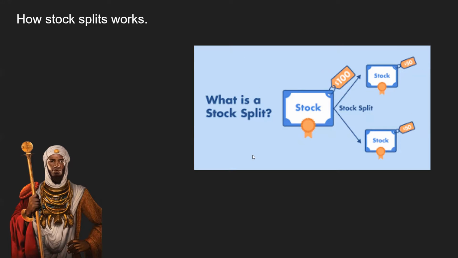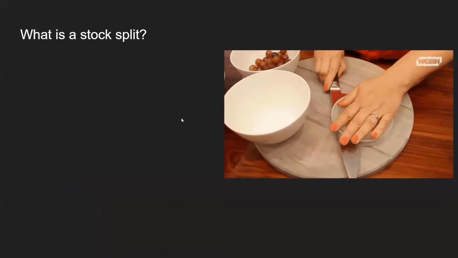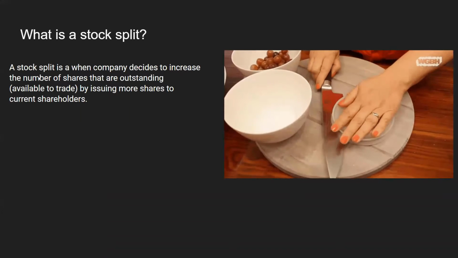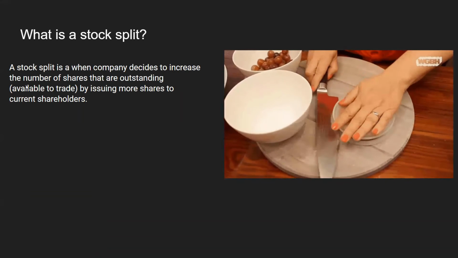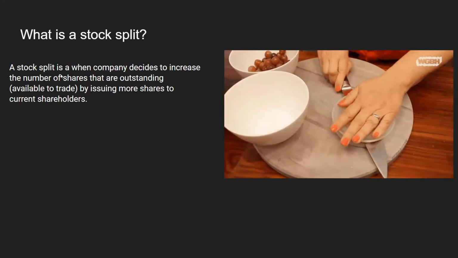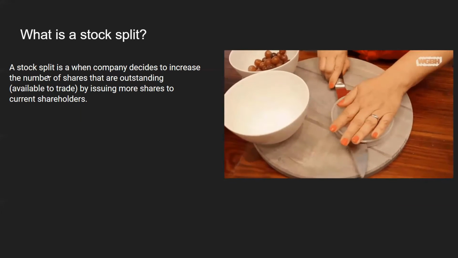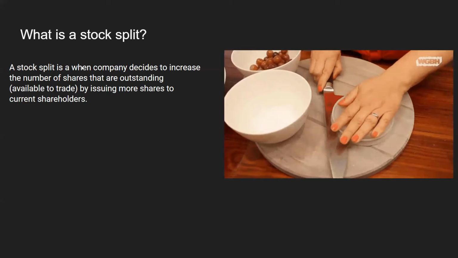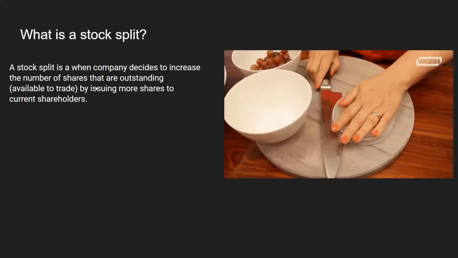In today's video we're going to be going over what a stock split is and how exactly it works. So let's get right into it. What is a stock split? A stock split is simply when a company decides to increase the number of shares that are outstanding, and what outstanding means is the amount of shares that are available to trade. So a stock split is when a company wants to increase the number of shares that are available to trade. And the way that they do this is they issue more shares to its current shareholders.